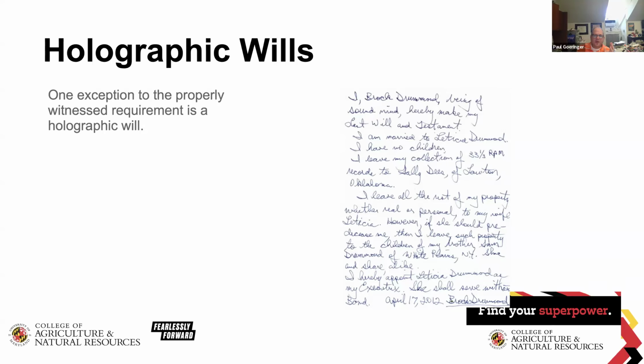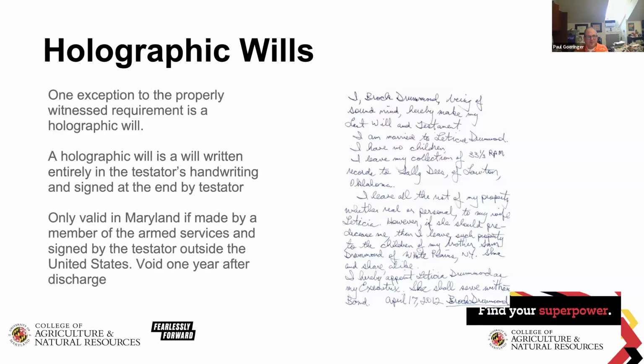I went through all that to just tell you the one sad fact. In Maryland, these are not valid wills. They are only valid in the case of members of the armed services, and they have to be signed outside the United States, and they're void 1 year after discharge. Why? Well, if we think that through, they're in the armed services, they're outside the US, they may be in a war zone. We don't want that to prevent them from being able to make a will if something could happen to them. So we allow those in those cases. In Maryland, for everyone else, you got to go to an attorney's office and get it done.